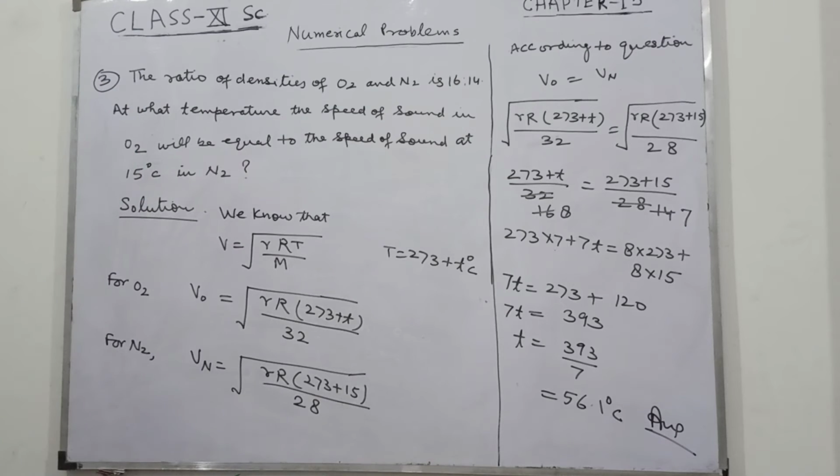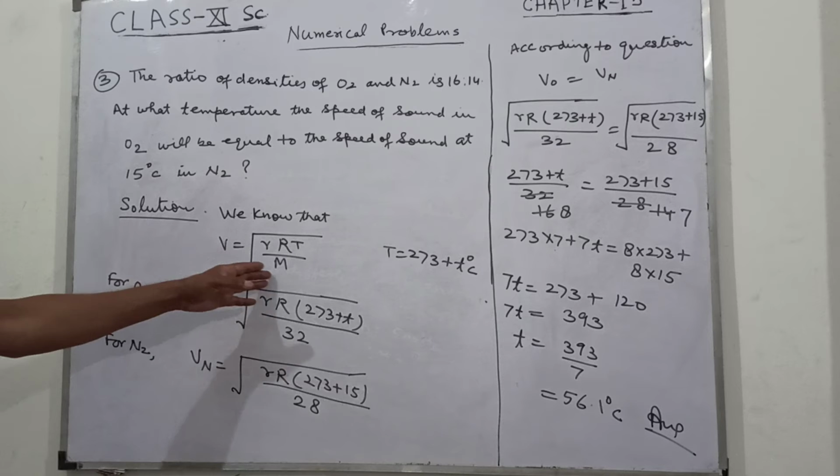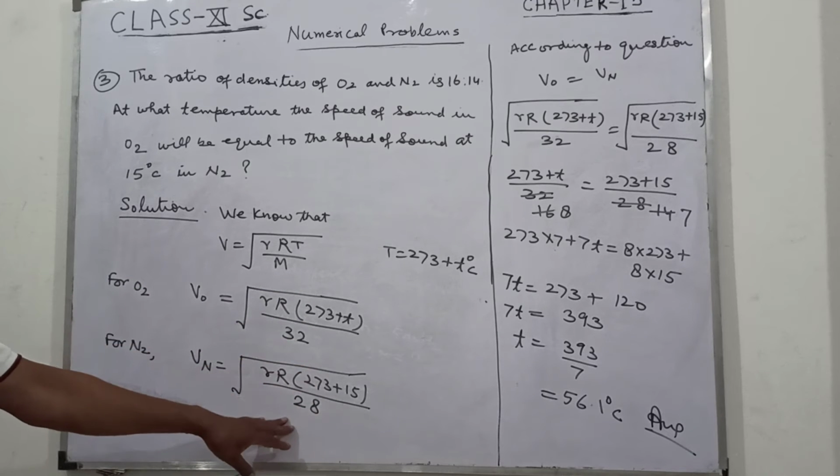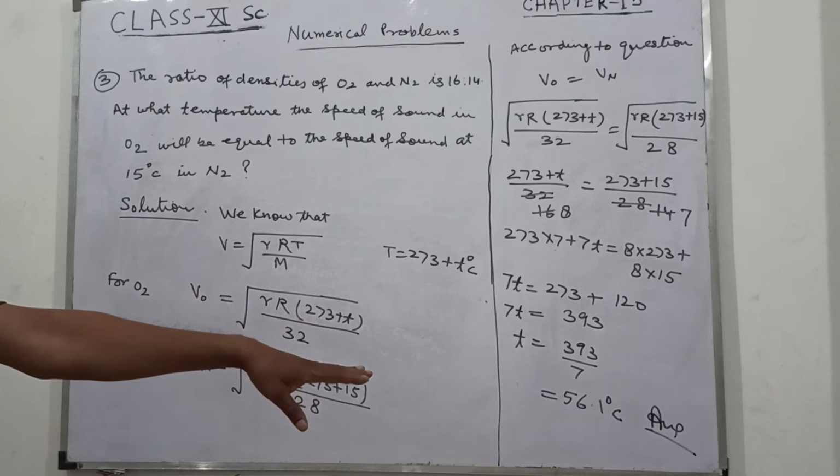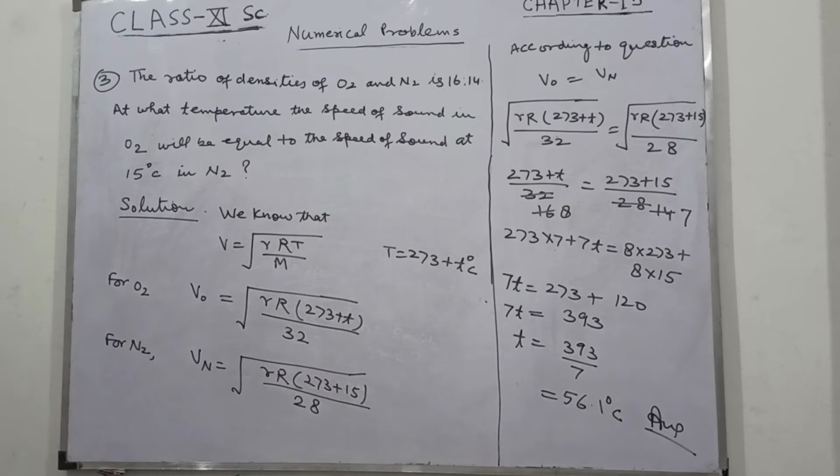So at this much temperature the speed of sound will be equal in the oxygen and the nitrogen gases. So what we do: first you write down the formula, then put down the values, then equalize them and simplify, and last you will get the temperature in degree Celsius.